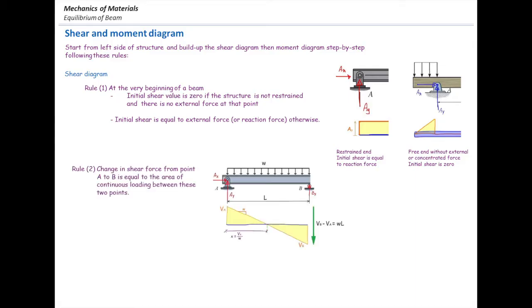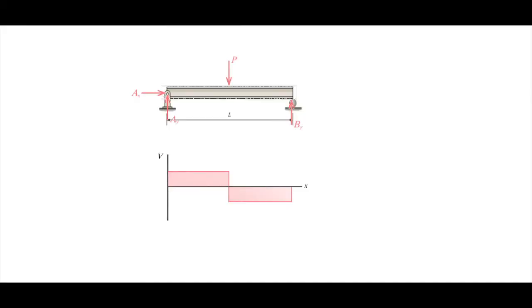Rule number 2 says the change in the shear diagram from one point to another point is equal to the area under the loading between these 2 points. If there is no loading, shear diagram remains constant between these points. For instance, look at this beam. At the left side, there is an initial value of shear force equal to Ay because of the reaction force. The shear force remains constant all the way to the middle of the beam before reaching that concentrated force of P, because there is no loading from the left support all the way to the middle part of the beam.